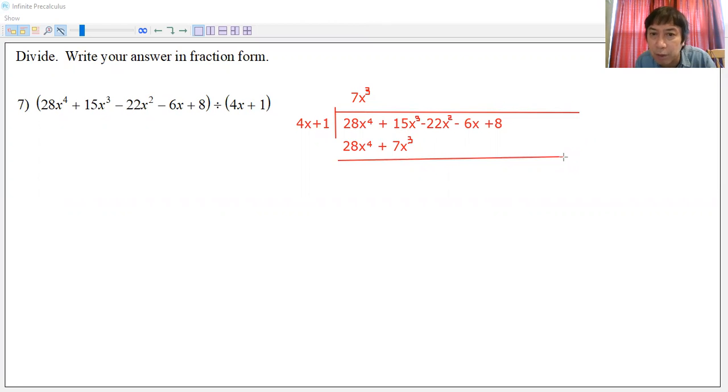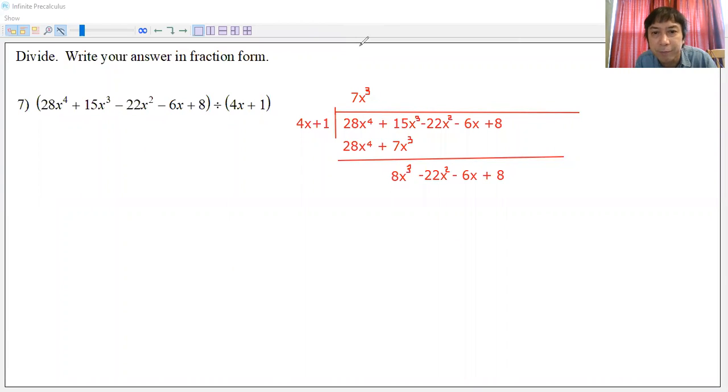Continue with the subtraction. That's a 0. 15 minus 7, and they are both cubes. So this is 8x cubed. This will now be 8, 8x cubed here. And then followed by minus 22, the same, so that's minus 22x, and then minus 6x, and then plus 8 there. And this will still be squared, of course.